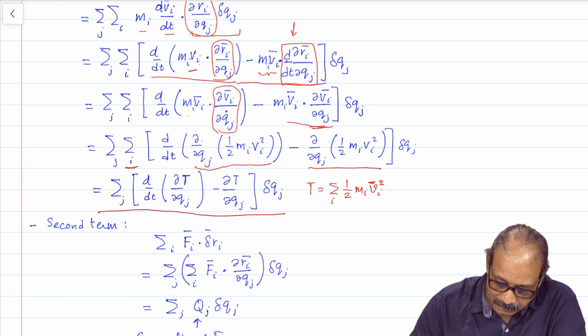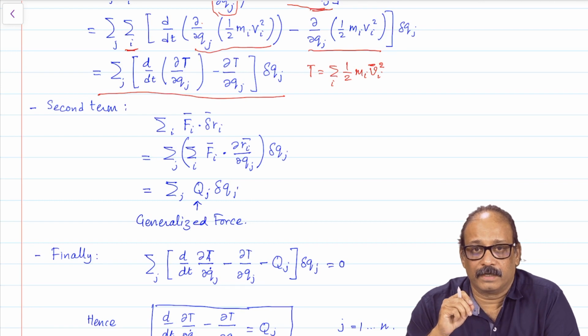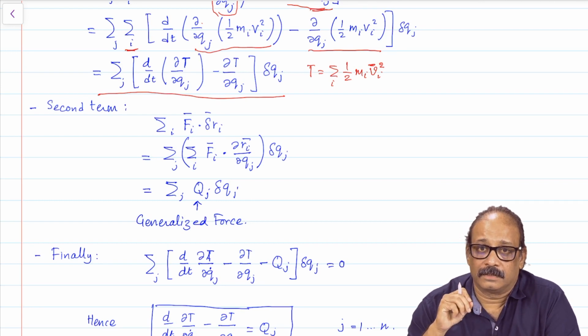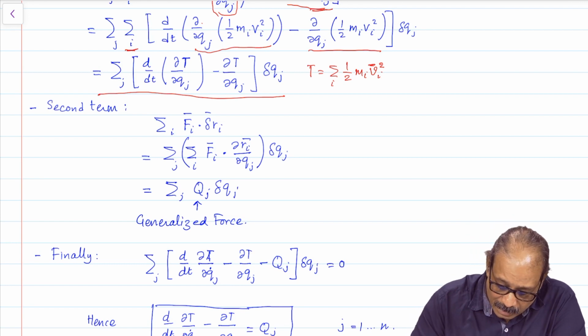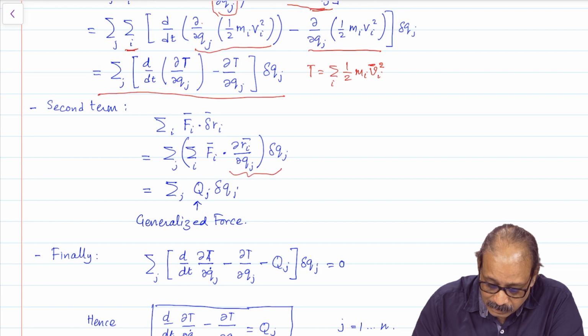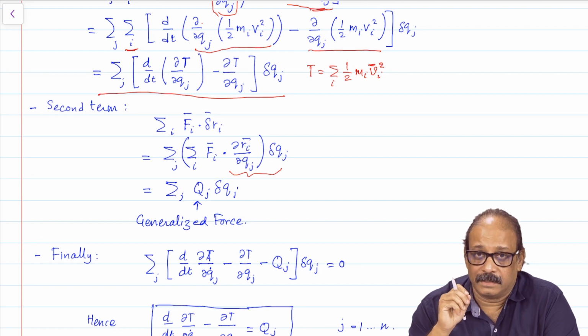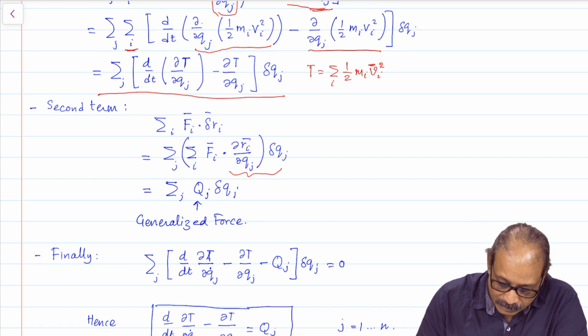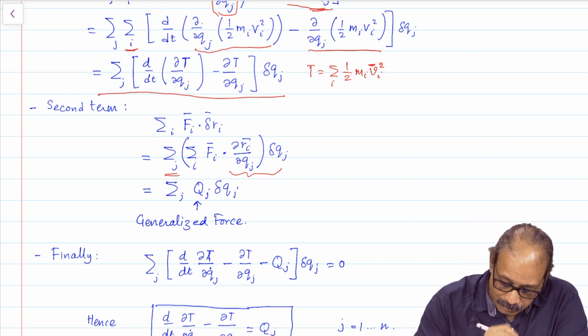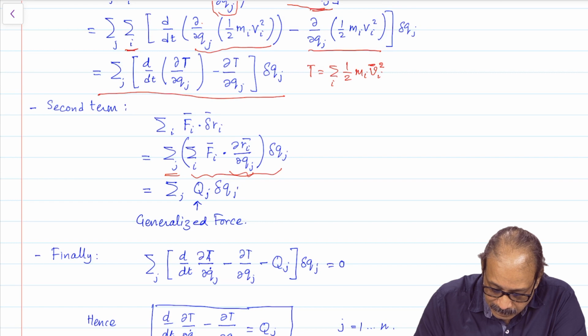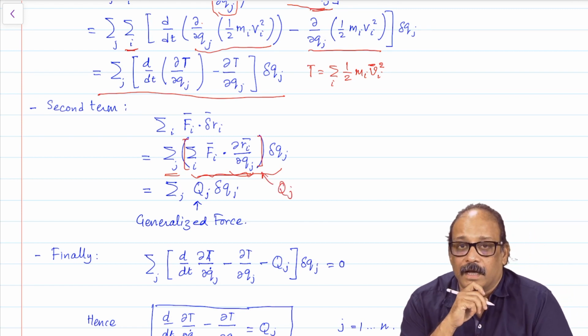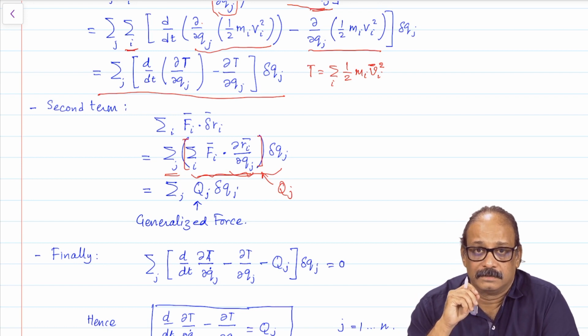Now, the second term has sum over I of f i vector dot delta r i. Now, this I will write here again and write down the expression for delta r i, that is nothing but partial derivative of r i with respect to q j into delta q j summed over j. Okay. And now, if you rearrange, then what you get inside this bracket here, I will call this Q j, and this Q j is called the generalized force.